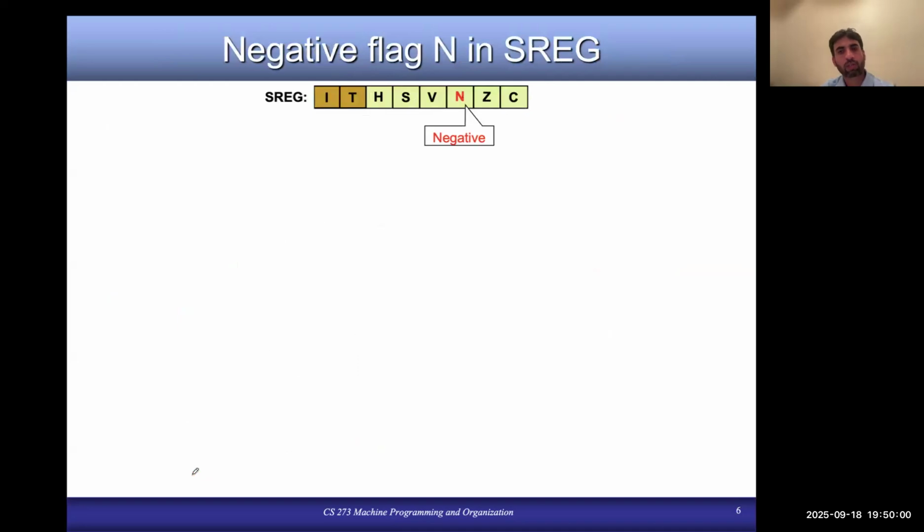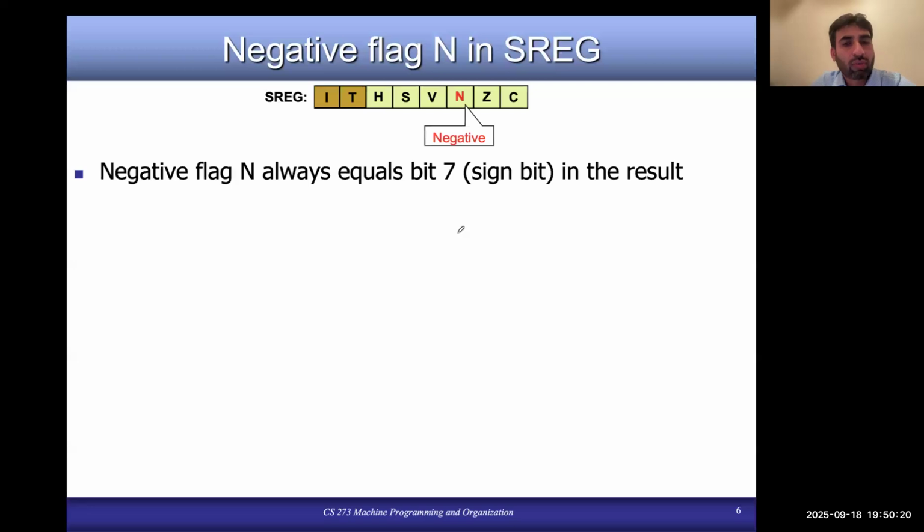If you have any questions, please stop me. So the negative flag, I have already explained what its job is, but we cannot trust it all the time, especially when overflow happens. The information conveyed by the negative flag may not be correct.